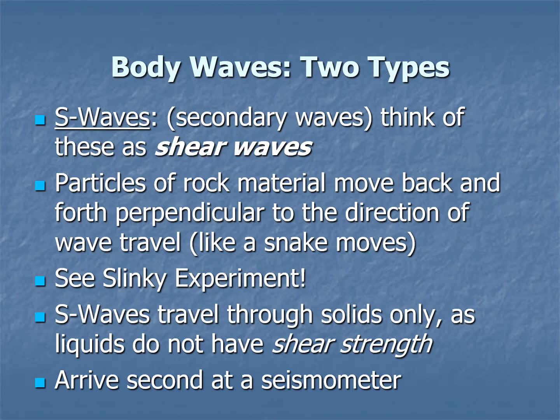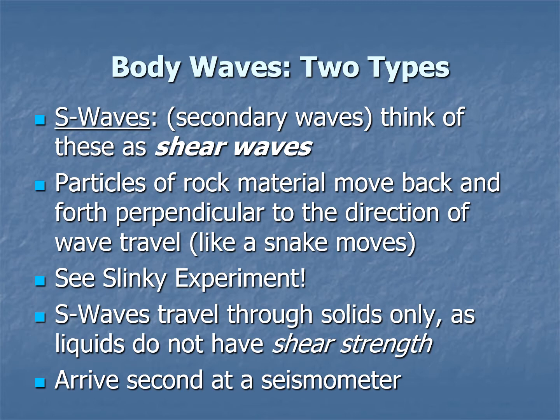Okay, our second type of body wave are called the S waves. They're called S waves because they're secondary waves, meaning that they arrive second at the seismometer. But we think of them as shear waves, meaning that we're describing how they move. The particles of rock are going to move back and forth perpendicular to the direction of wave travel, kind of like a snake might move across the desert.